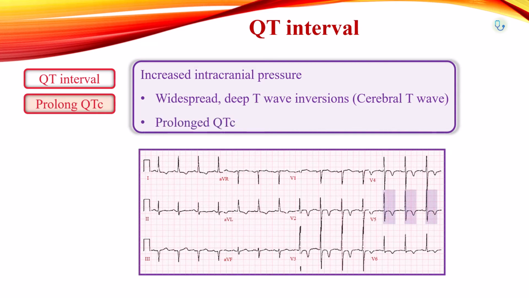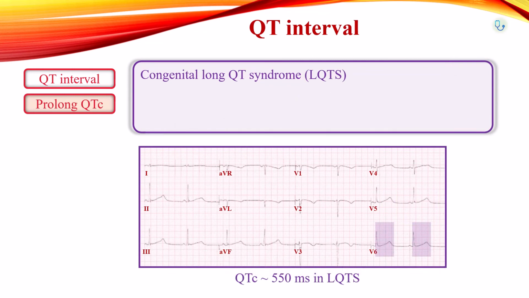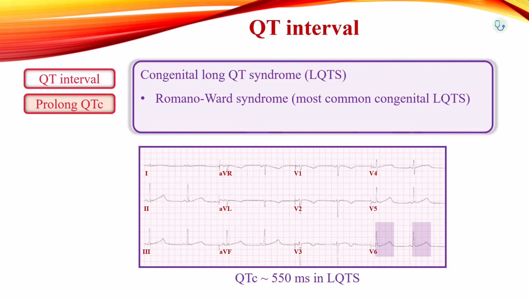A sudden rise in intracranial pressure may produce characteristic cerebral T waves, seen as widespread and deep T wave inversions, with a prolonged QTc. There are several congenital disorders of ion channels that produce a long QT syndrome and are associated with increased risk of torsades de pointes and sudden cardiac death. Romano-Ward syndrome is the most common form of congenital long QT syndrome. Romano-Ward syndrome affects only the electrical properties of the heart, and does not affect other parts of the body.